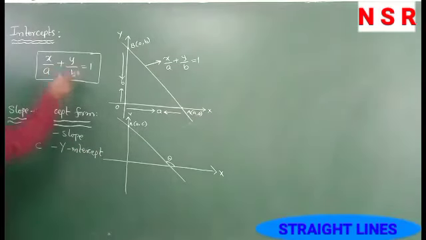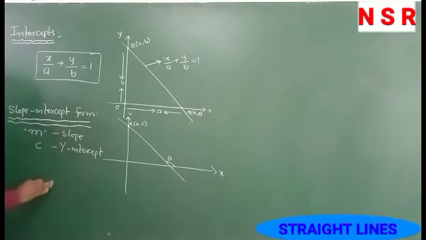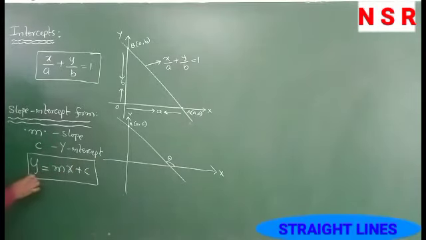Observe carefully here. This is the intercept form. Now this one is the slope intercept form. Here we have two intercepts. In this form we have one slope and one intercept. That is y is equal to mx plus c. Here m is the slope and c is the intercept. This is the slope intercept form. This is another form of a straight line. This is also a straight line form. So we have different forms. Next, after the slope intercept form.